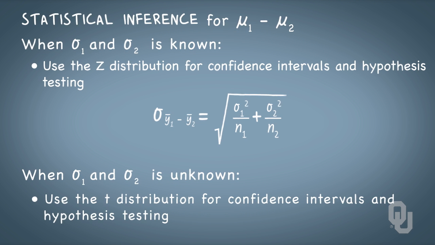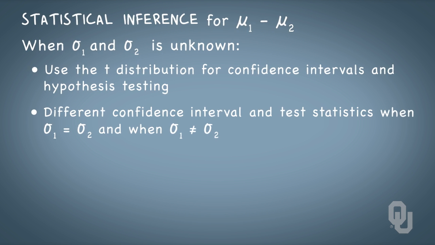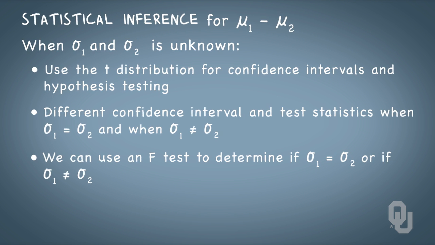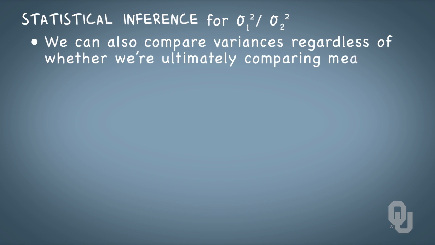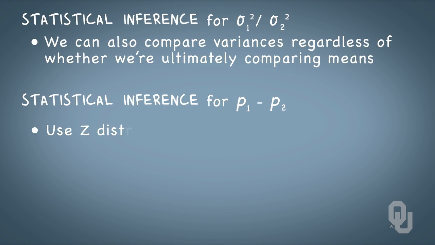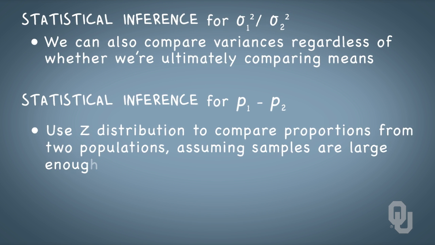And within the situation where sigma 1 and sigma 2 are unknown, we have two different approaches when we can assume that the dispersions of the two populations are roughly equal or when they're roughly unequal. We found that we can perform a comparison of variances with an f-test to determine which assumption to make about sigma 1 and sigma 2, ultimately telling us which standard deviation and degrees of freedom to use in the comparison of means. Or we may want to compare variances on their own, just to compare the variability in two different processes or systems. Finally, we may want to compare the proportions of successes found in two different populations. And in this situation, we use a z-distribution, assuming that sample sizes are sufficiently large.